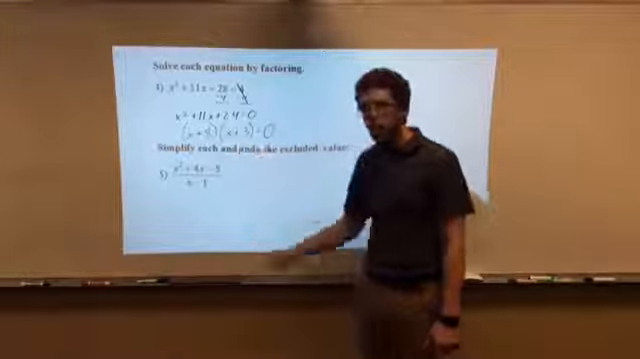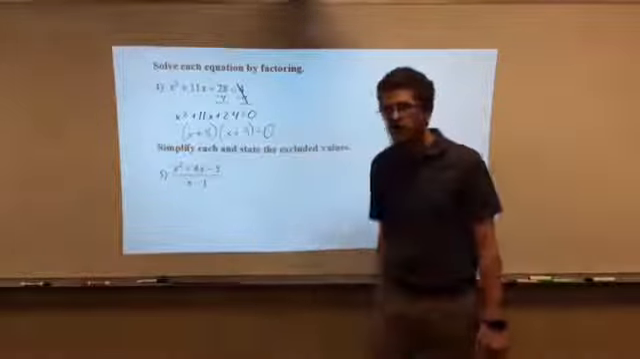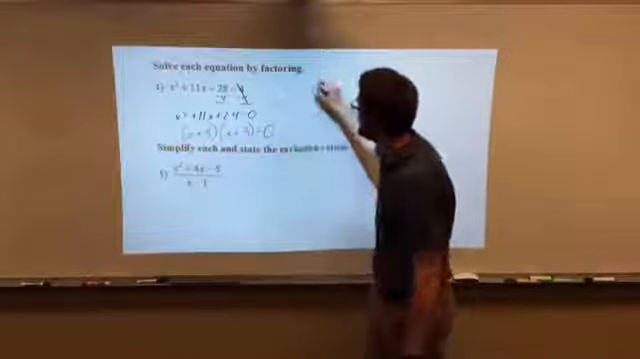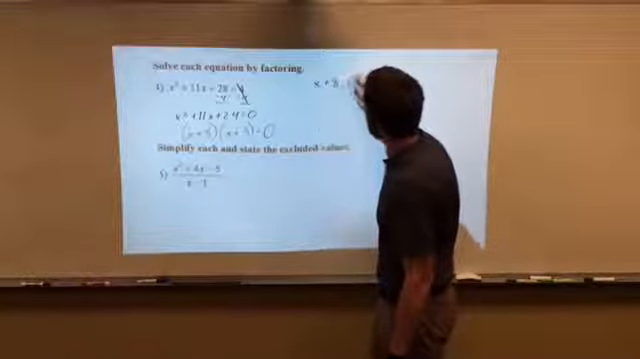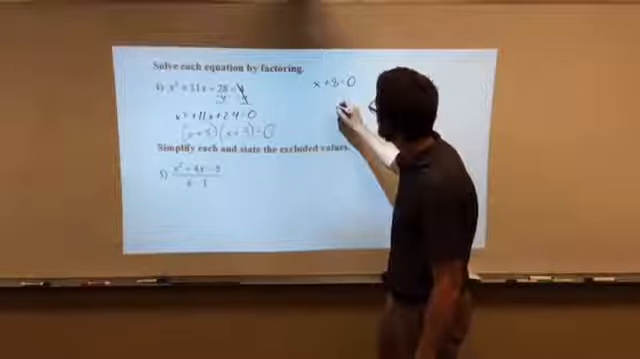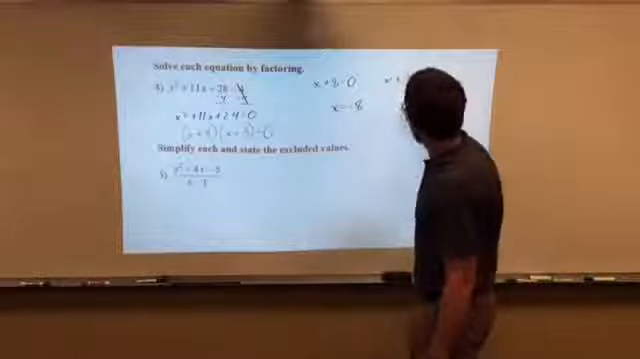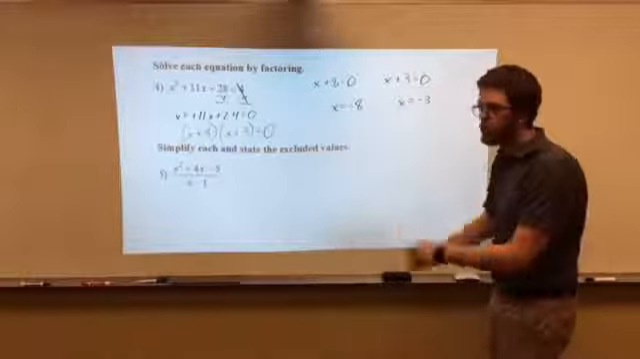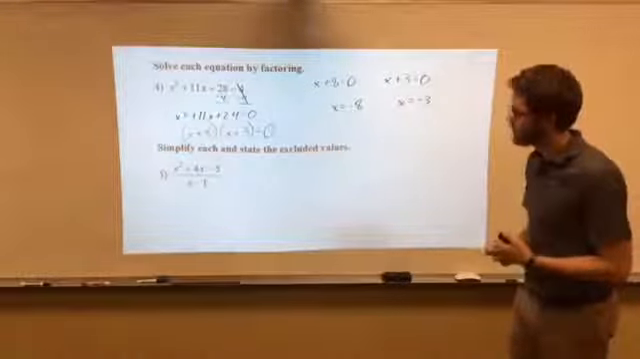To solve this quadratic, we can use our zero product property. We set both these factors equal to 0. x plus 8 equals 0, and x plus 3 equals 0. And when we solve these, x equals both a negative 8 and a negative 3.